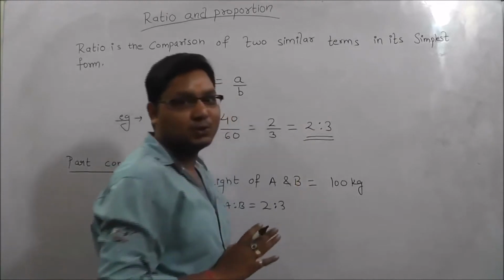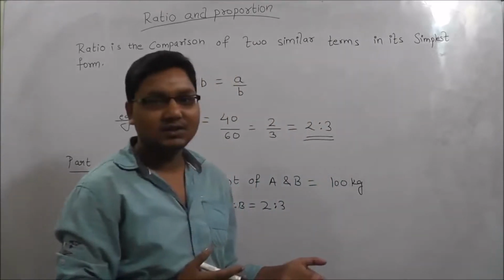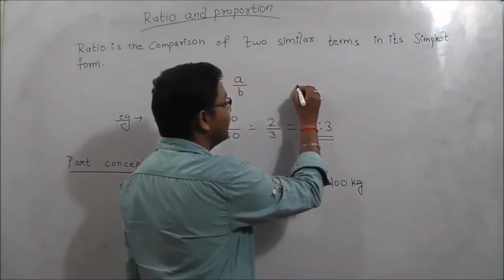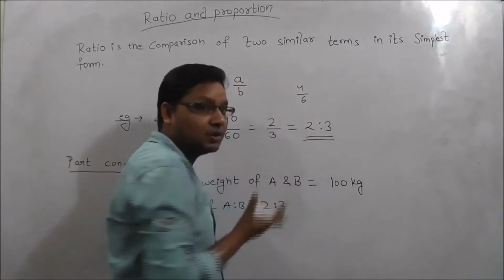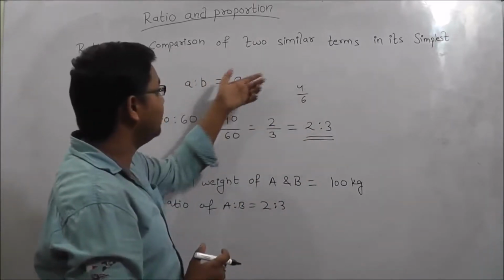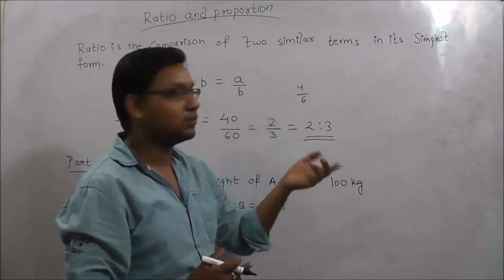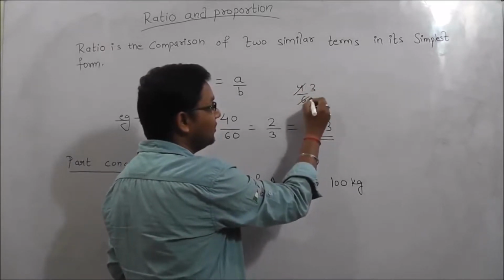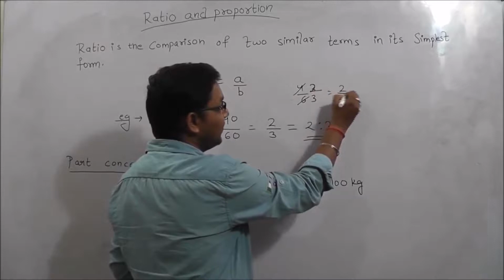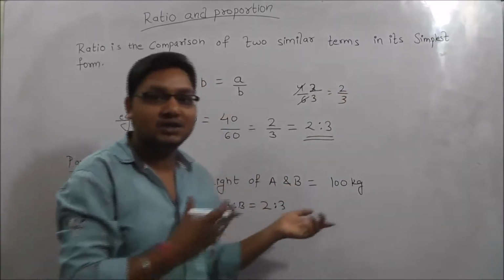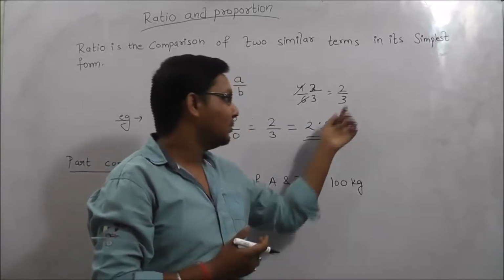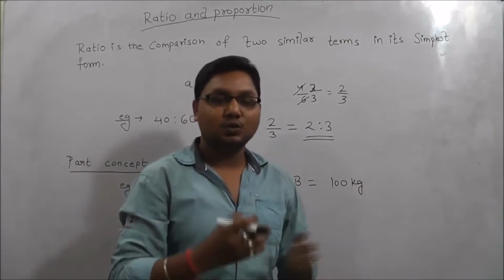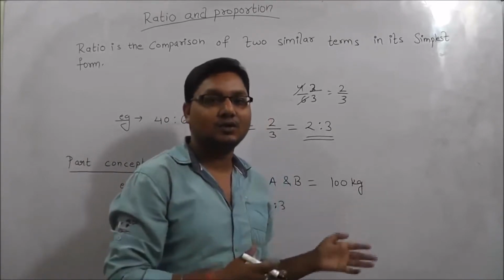There is a difference between a fraction and a ratio. A fraction is any value which has a numerator and denominator, like 4 upon 6. This is a fraction, but this is not a ratio. A ratio is any two values in their simplest form. After cancelling 4 by 6 by 2, we get 2 by 3. So 2 by 3 or 2 is to 3 is the ratio. 4 by 6 is a fraction, but 2 by 3 is a ratio. This difference we have to understand. Knowing the basics of any subject, we can solve the toughest questions.